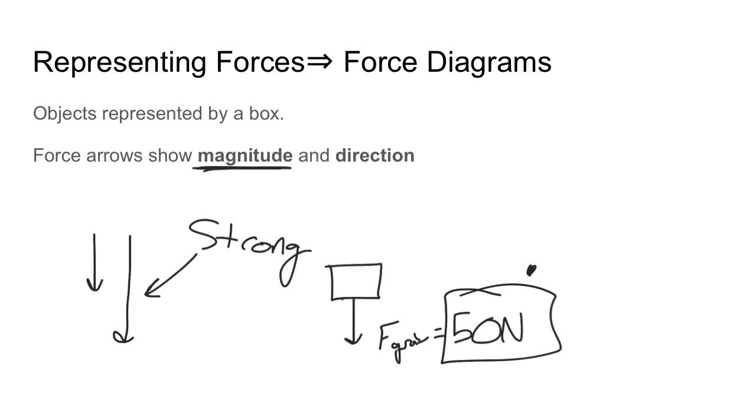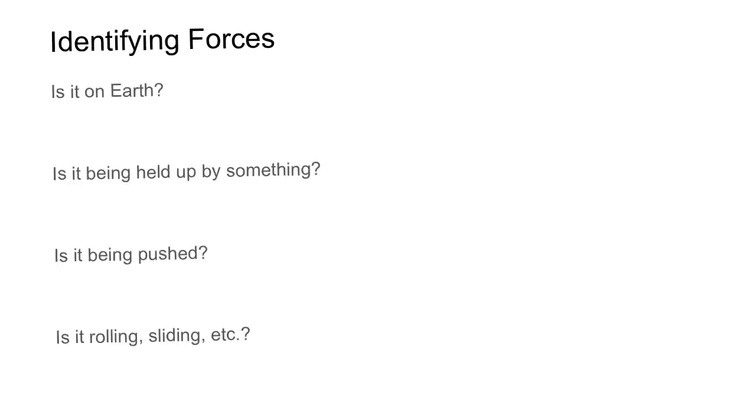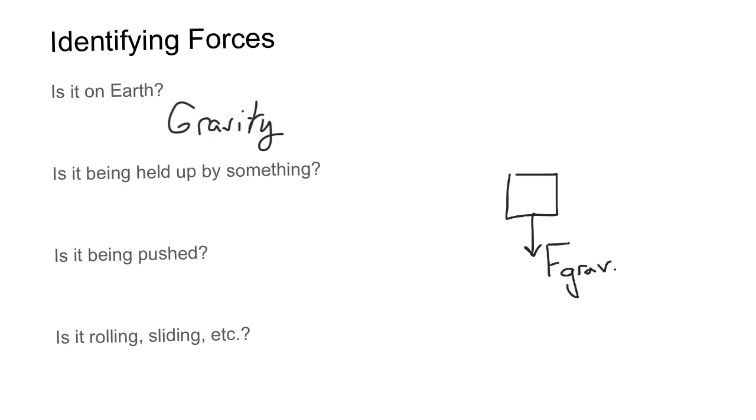So when we're identifying forces, every time that we're trying to identify the forces acting on something, we are going to draw a force diagram. That's going to start with a box representing the object that we're drawing the forces of. And we're going to ask ourselves 4 questions. The first one is: is it on Earth? Because if it's on Earth, then we know that the force of gravity is acting on it. The force of gravity is going to pull us back down towards Earth. So on most objects, as they're on Earth, unless a very special situation comes up, we're going to draw the force of gravity acting downward, and we're going to label it F grav.